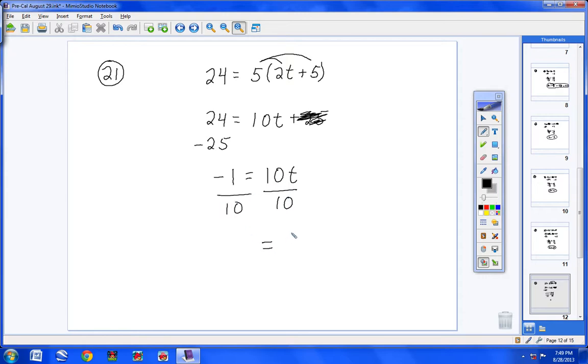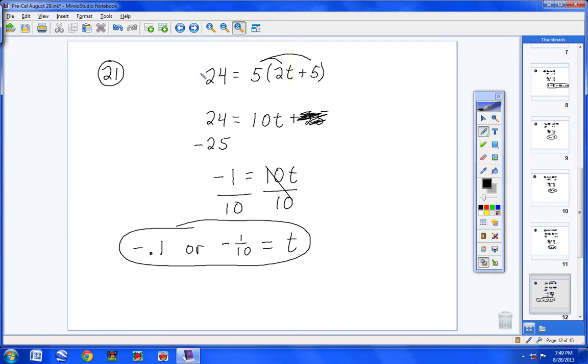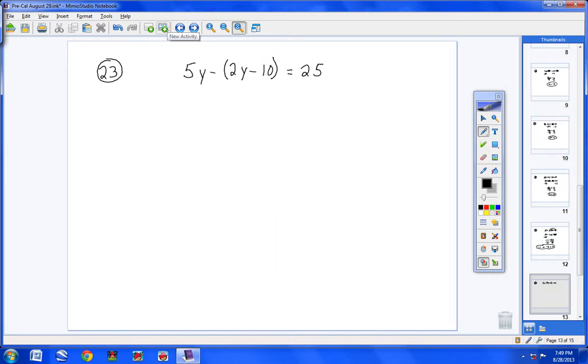And you're left with, these cancel out, you're left with t equals, now look, a negative divided by a positive is a negative, so negative 1/10 is one answer. Or you could also type negative 1 divided by 10 and you would get negative 0.1. Either one of those two answers are fine. They're the same thing. All right, now we're getting to have some fun.